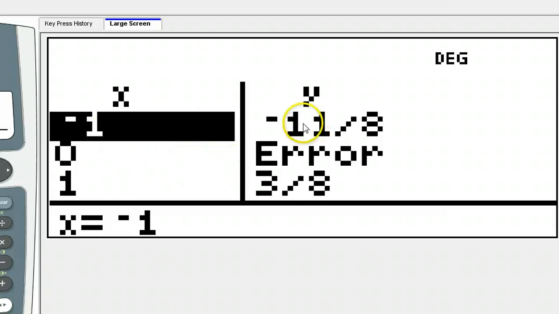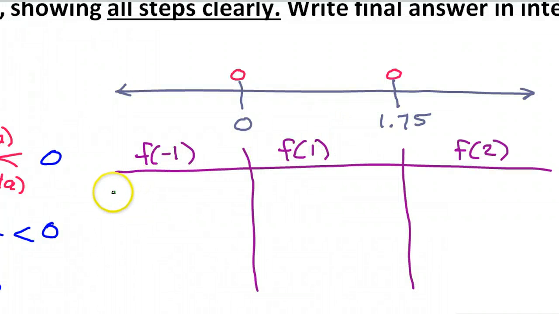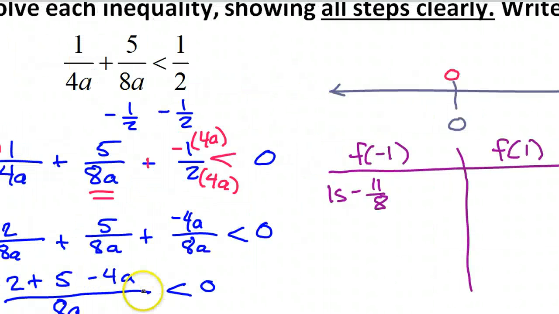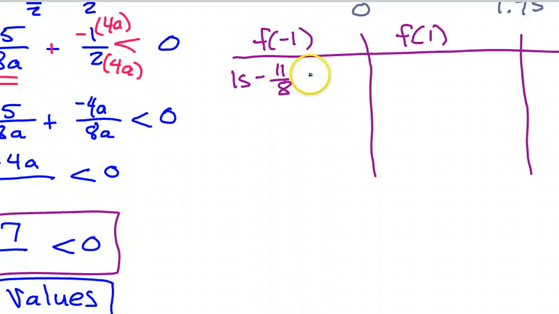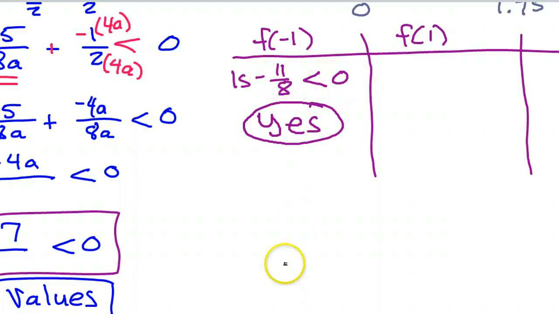Okay, so at -1, the function has a value of -11/8. So the question is, -11/8, and remember we want our values to be less than 0. So is -11/8 less than 0? Alright, and of course the answer there is a big yes. Okay, all negative numbers are less than 0.